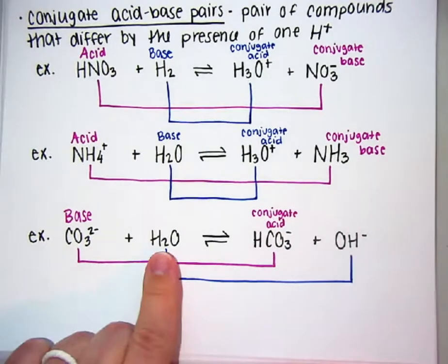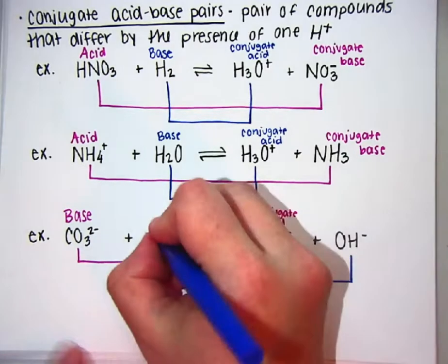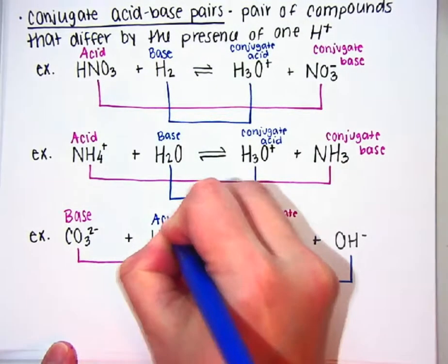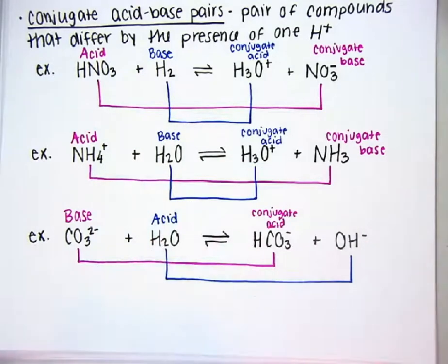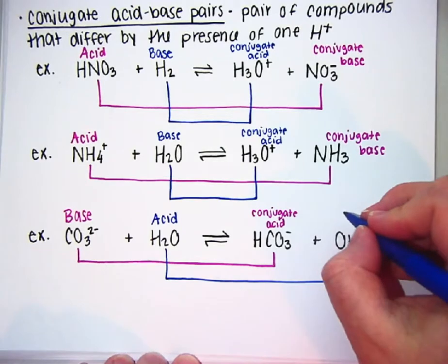I have two hydrogens, and I go down to one. That means water lost a proton. If it's donating a proton, water is acting as an acid. Hydroxide would be its conjugate base.